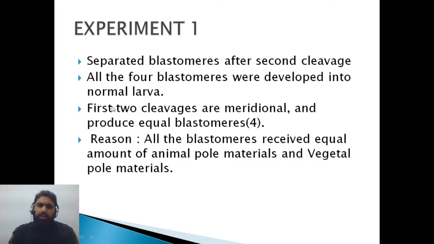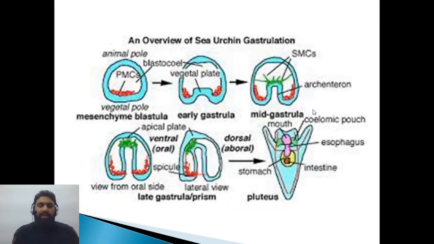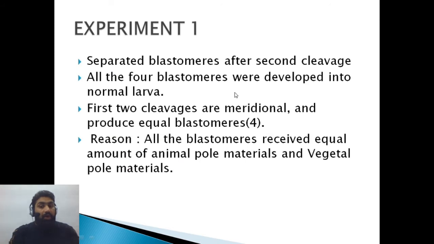This is because the first 2 cleavages are meridional and produce 4 equal blastomeres. The first two cleavages are meridional. As a result, we are getting 4 equal blastomeres, isn't it? All the blastomeres were containing both the animal gradient and the vegetal gradient. So what is the reason for that? All the blastomeres received an equal amount of animal pole material and vegetal pole material.